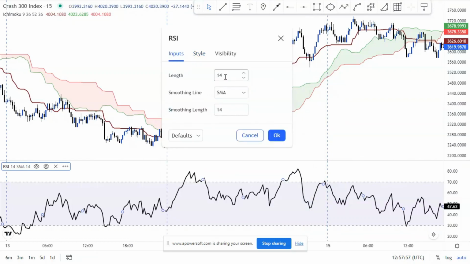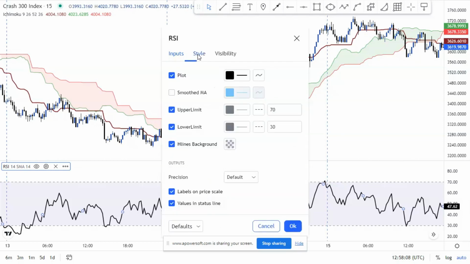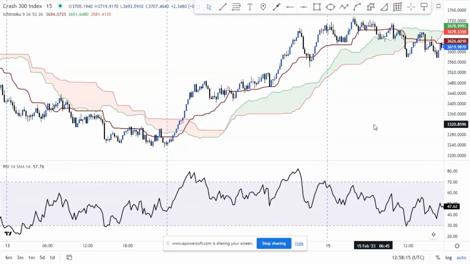Basically the input is the period, which is 14. Someone can change it to 21 and all that, but it's basically period 14. I didn't change anything apart from the color. I just wanted this line to be black. So I'm going to be explaining that.